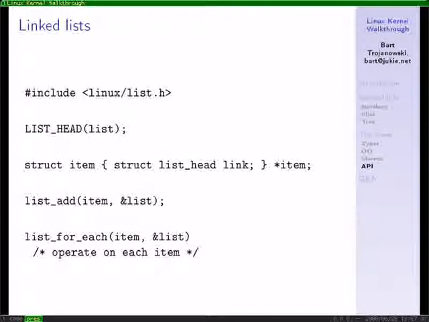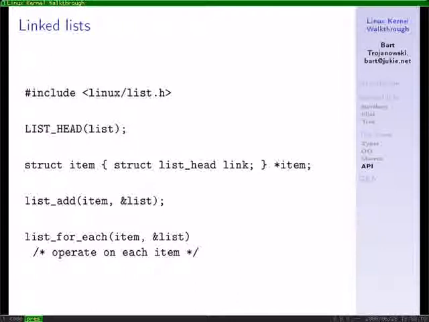So if you have an item that you want to store in the linked list, you define your object, your structure, with the link being the list head structure inside of your structure, and then you call list add. In this case, not the item, but the link inside the item, and a pointer to the list that you want to add it to. And there's a delete operation which removes them. The traversal of the linked list is very simple. You just follow the next or the prev pointer.